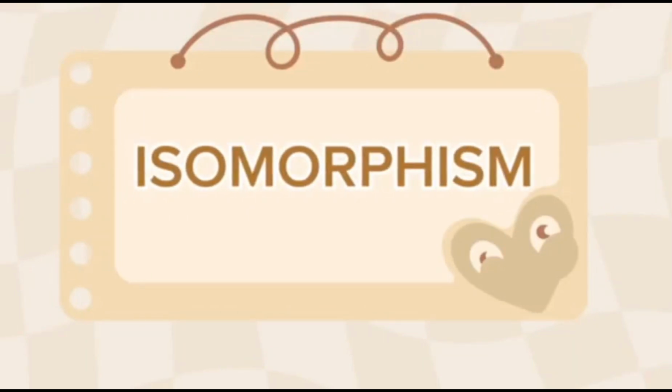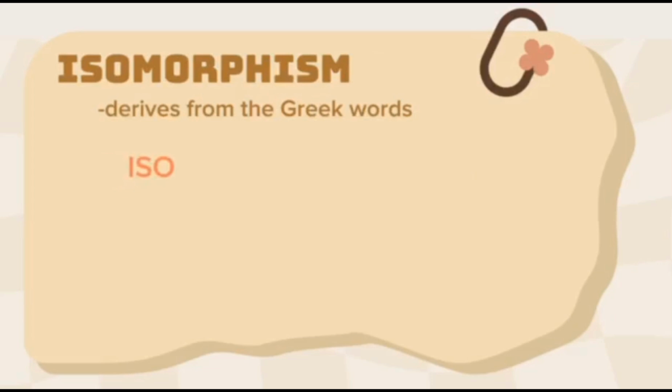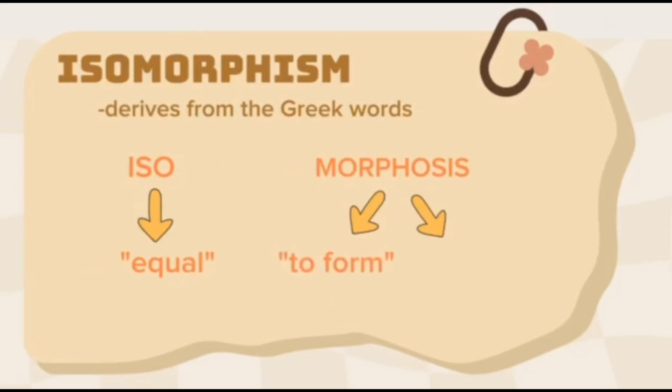Now, we will discuss isomorphism, presented by Juna Mae Apolinario, BSEd Math 3B. So, isomorphism derives from the Greek words iso, which means equal, and morphosis, which means to form or to shape.